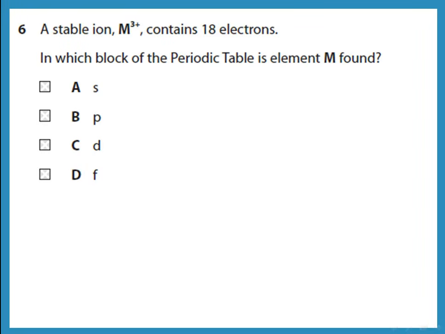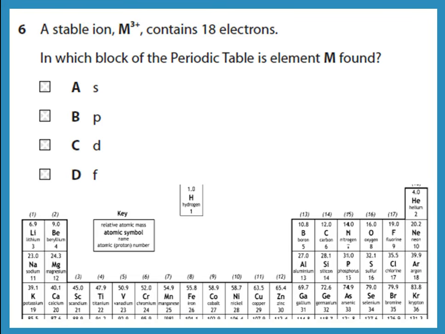Okay. A stable ion contains 18 electrons, in which block is M3+? Now, you should realize that the ion has 18 electrons. That means after removing 3 electrons, it became 18. That means it had how many at the beginning? He wants element M, not M3+. So if M3+ contains 18 electrons, that means M originally had 21 electrons.